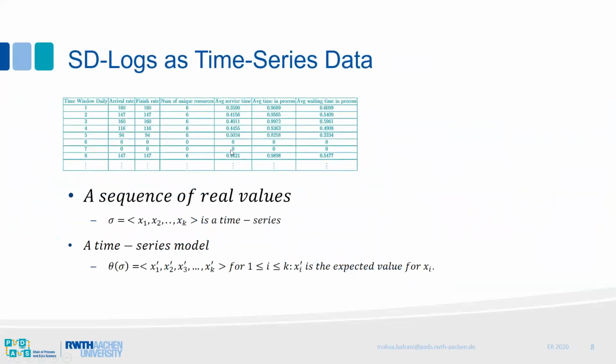So let's look at our example of the still log or simulation log. If we define a time series value as a sequence of real values, like sigma, then if we look at our system dynamic log, we can see that each column can play the role of sigma for us. So in fact, what we have in our data extracted out of the event log are still logs, and these still logs are actually time series. We call a time series model like delta, theta, one that receives a sigma as a time series value and gives us the expected or predicted value for each of them. The difference between the expected one and the real one can tell us how good the data was.